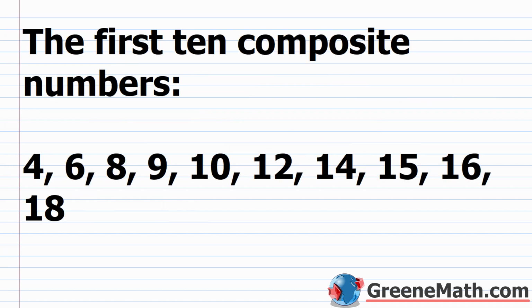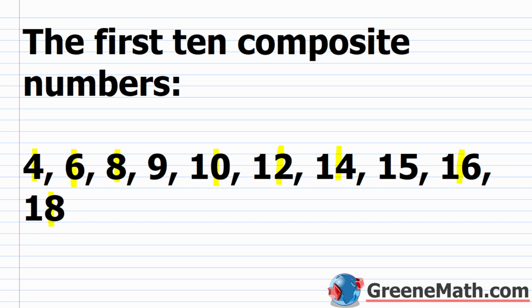So here are the first 10 composite numbers. So when you look at 4, 6, 8, 9, 10, 12, 14, 15, 16, and 18, notice that 4, 6, 8, 10, 12, 14, 16, and 18, those are even numbers. Again, they are automatically going to be divisible by 2 because they're even numbers, so they can't be prime numbers. They're automatically going to be composite numbers because they are divisible by some whole number other than itself and 1.